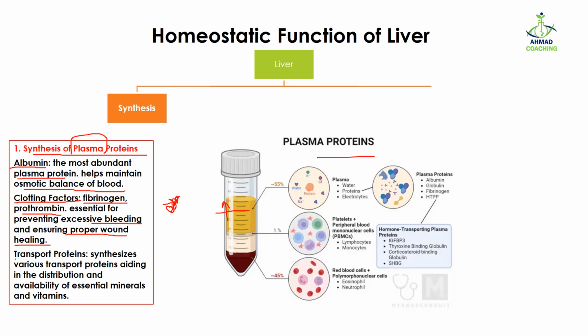The third type of plasma protein is transport proteins. The liver also synthesizes various transport proteins, aiding in the distribution and availability of essential minerals and vitamins. As the name indicates, they are going to transport something. Transport means they take something from one place to another place. That is why they are called transport proteins, and they are synthesized by the liver so that they can take minerals and vitamins from one place to another place where they are required.